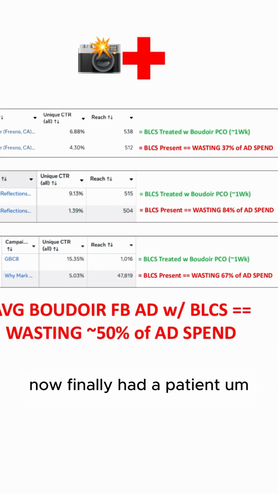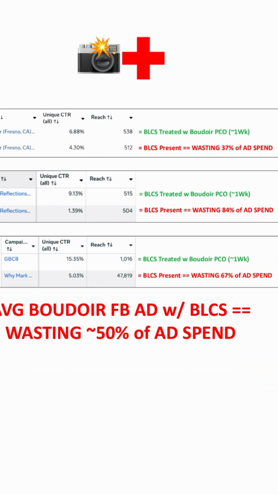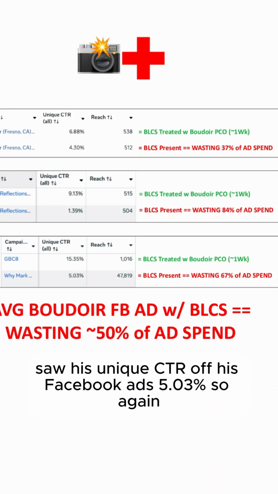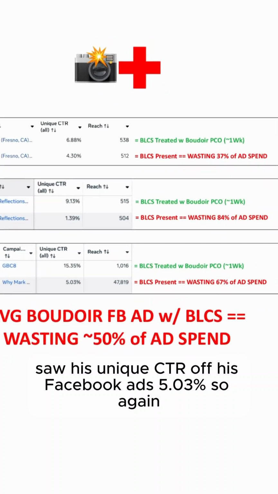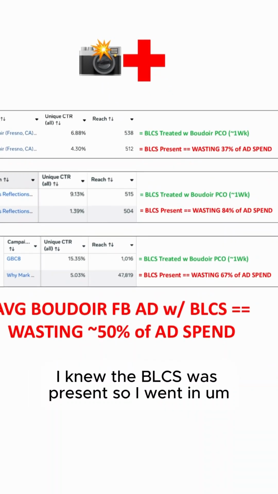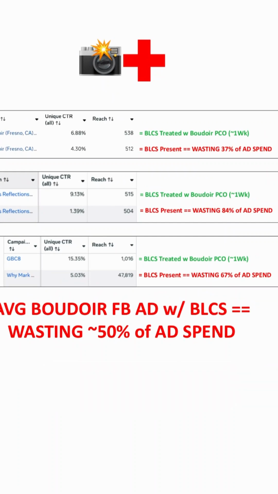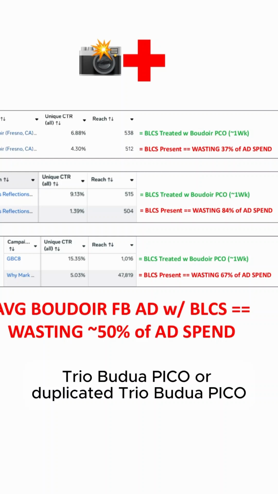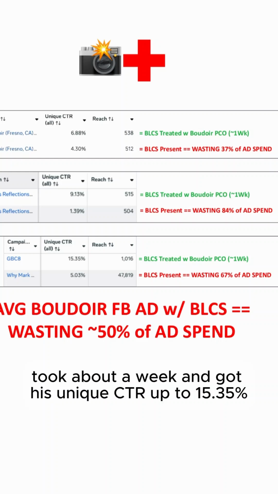Now, finally, had a patient whose unique CTR of his Facebook ad was 5.03%. So again, I knew the BLCS was present. So I went in, duplicated Trio Boudoir Pico, took about a week, and got his unique CTR up to 15.35%.